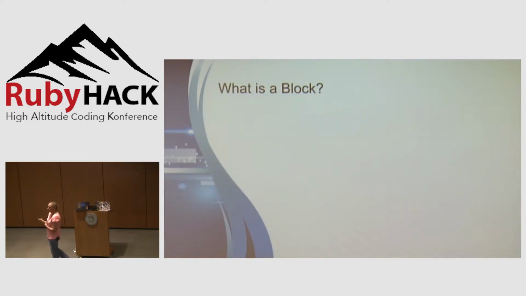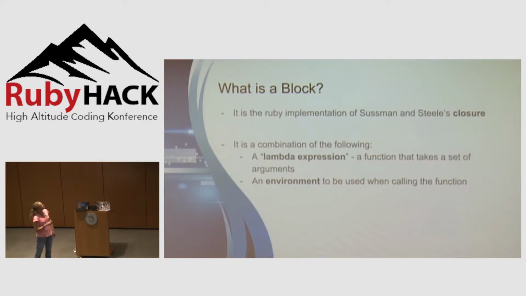Well, it turns out that a block is Ruby's implementation of Sussman and Steele's closure. And that is essentially defined as just a combination of the 2 following things. It consists of a Lambda expression, which is just a function that takes a set of arguments. And then it also consists of an environment to be used when calling that function. Now, obviously, for blocks, this environment is going to have to include the surrounding scope in order for my previous examples to work.